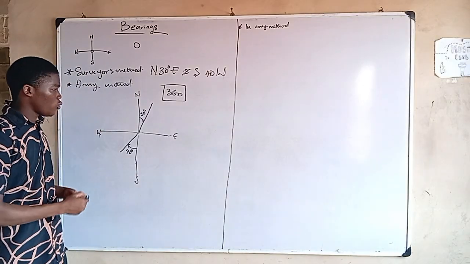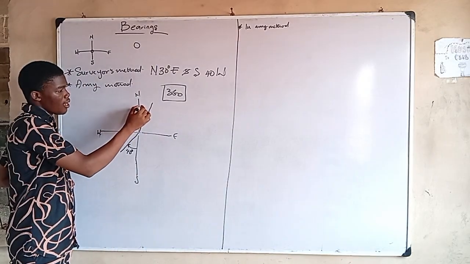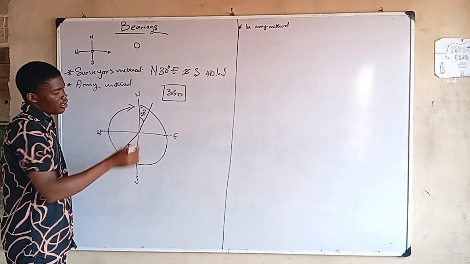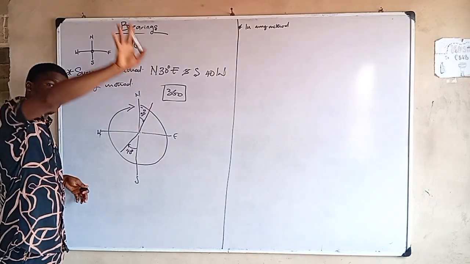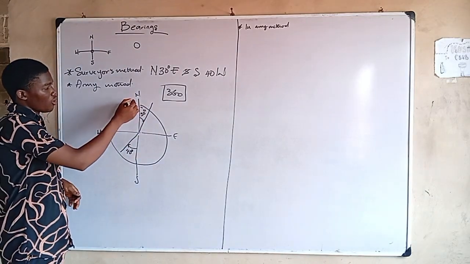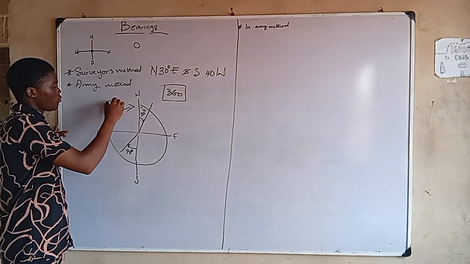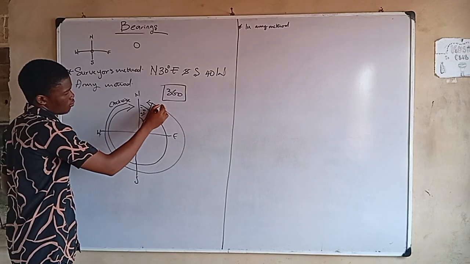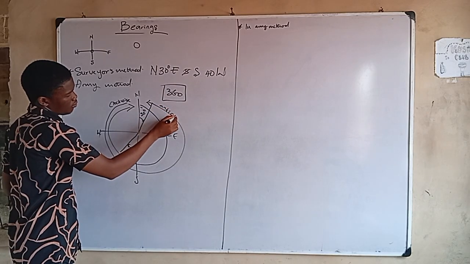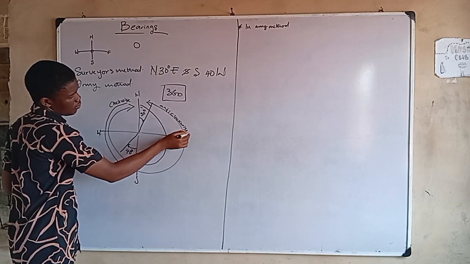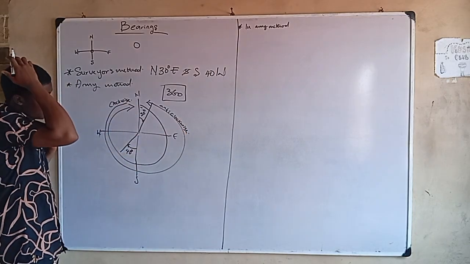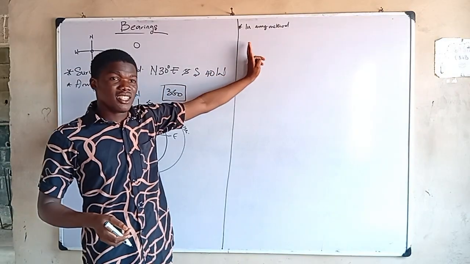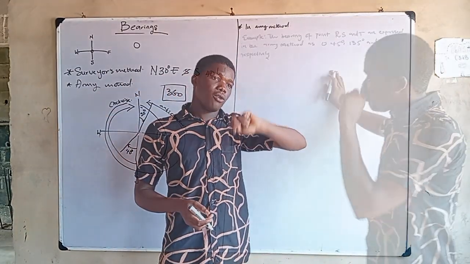It must move clockwise. And what do we mean by clockwise? This is how it is, from here to here is clockwise. But this is anti-clockwise. So in the army method, it moves clockwise from the north.